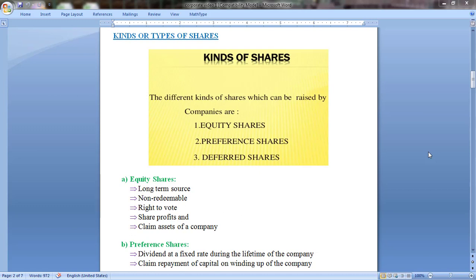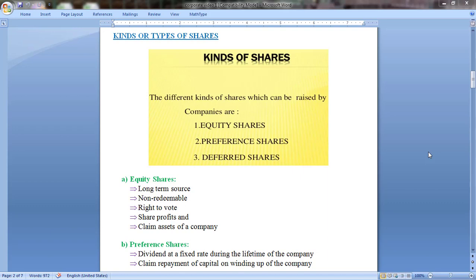Next one is preference shares. The name itself indicates they are having preferential rights. So here the preferential rights refer to the dividend and the repayment. Yes, the preference shareholders are having the right over the dividend at the fixed date during the lifetime of the company, and they can claim the repayment of capital on winding up of the company before the equity shareholders.